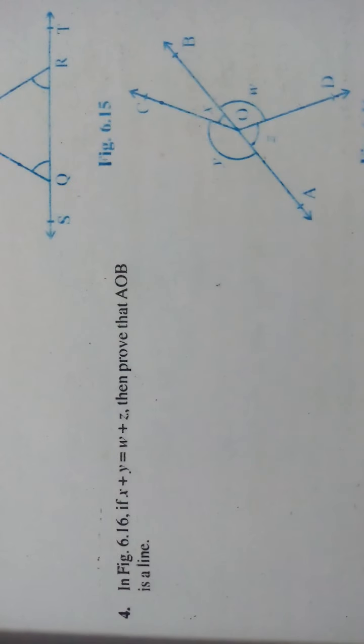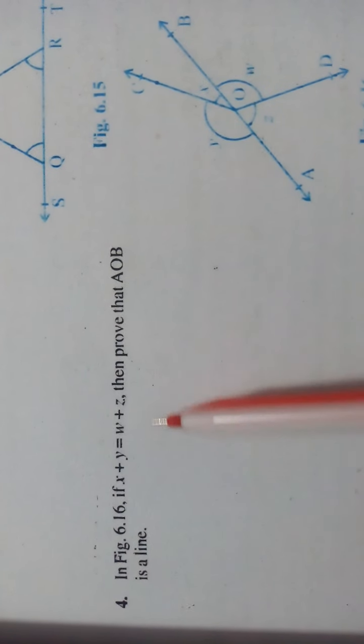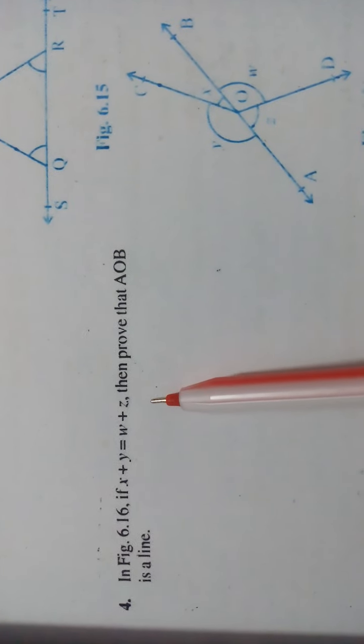Question number 4 is given in this figure. No line is given, only rays are given. OA, OB, OC and OD are the rays, and a condition is given: x plus y is equal to w plus z. You want to prove AOB is a straight line.